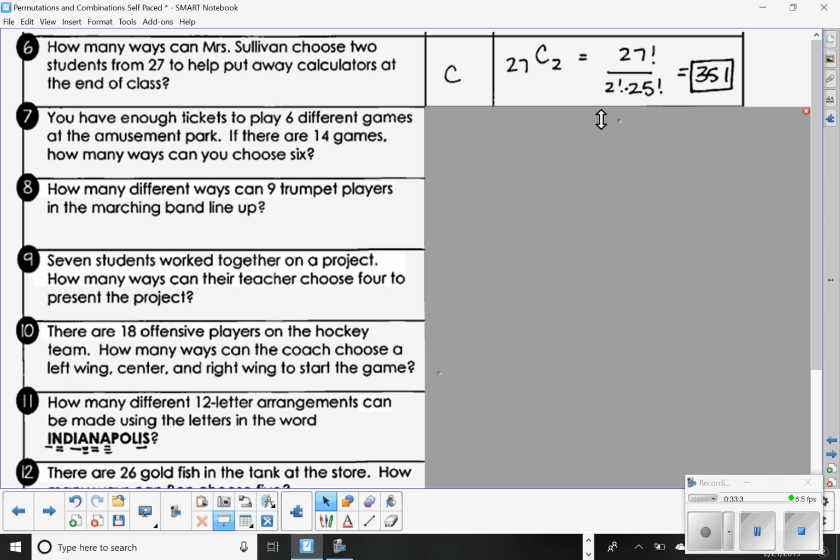How many ways can Mrs. Sullivan choose 2 students from 27 to help put calculators away? It doesn't matter who's picked first or who's picked second. You're both putting calculators away, so order does not matter.